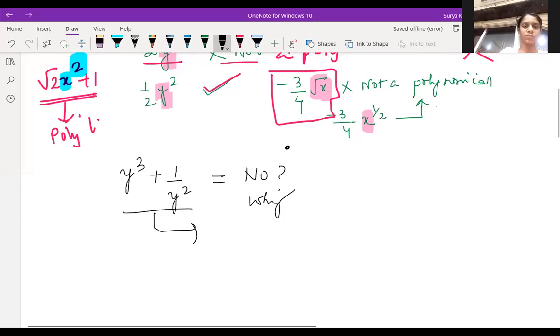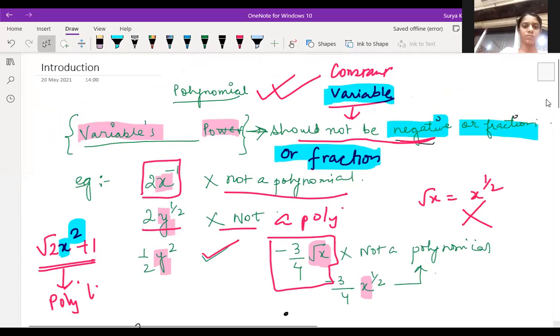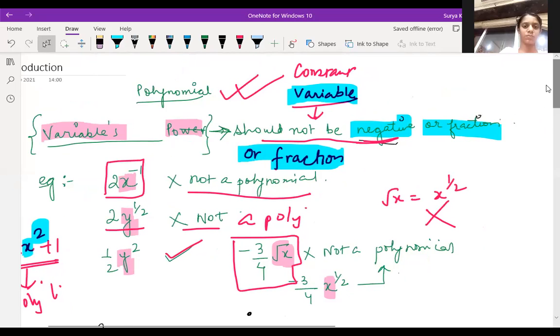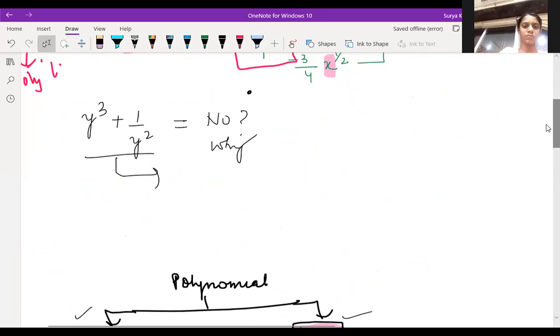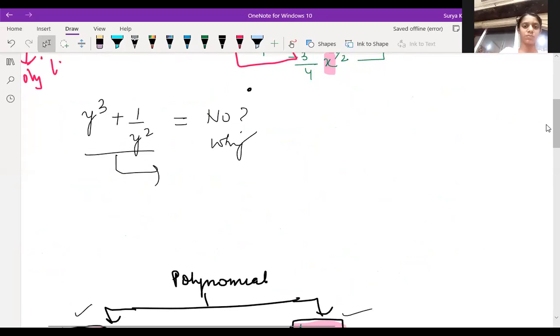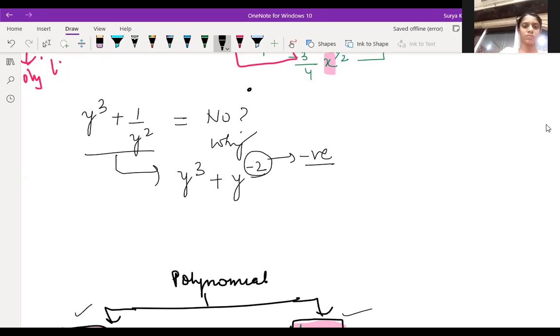So first of all, what we have discussed is that in a polynomial the variable power should not be negative, not in fraction. Okay. So the example we have taken here: y to the power 3 plus 1 by y. We can write it as y to the power 3 plus y to the power minus 1. So here the variable power is negative. So this is not a polynomial.